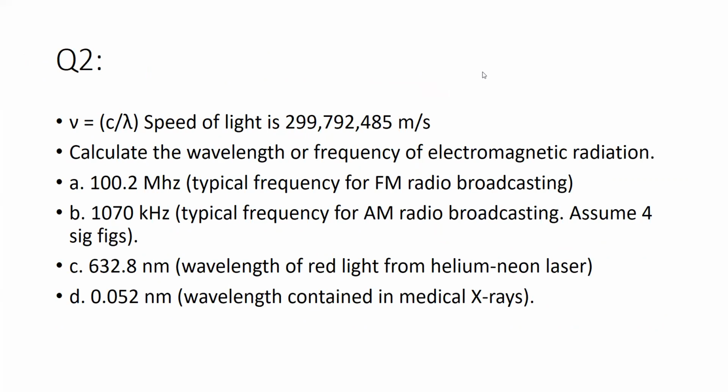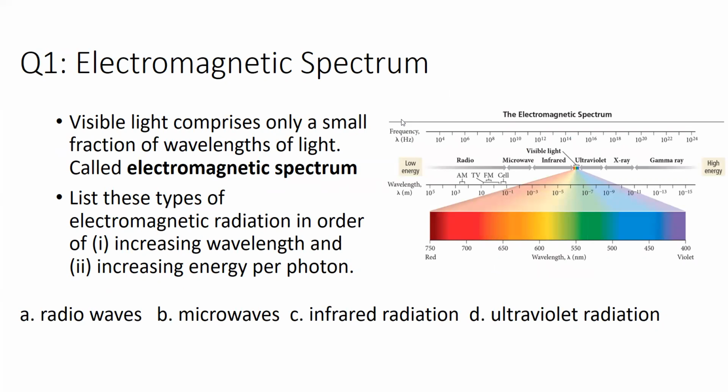So question 2, looks like we do have a question. The DCBA was energy. DCBA is low to high wavelength. Energy is ABCD, low to high energy.